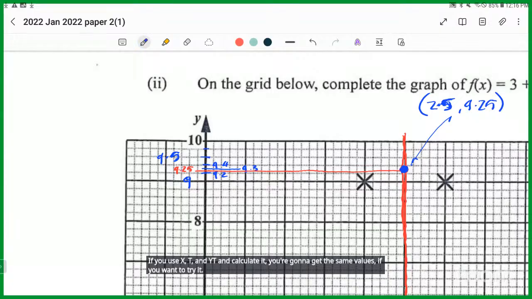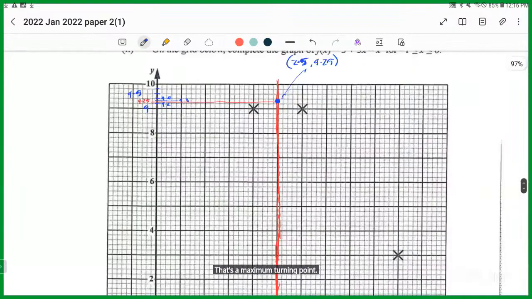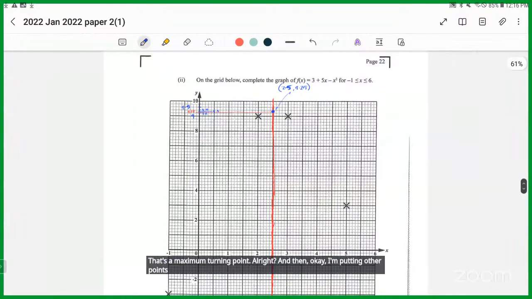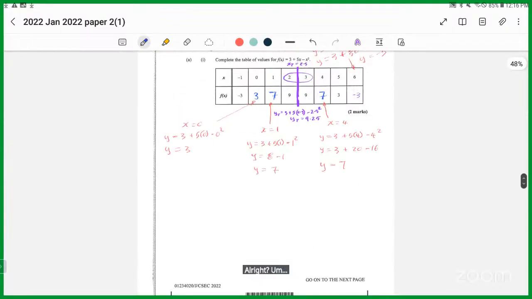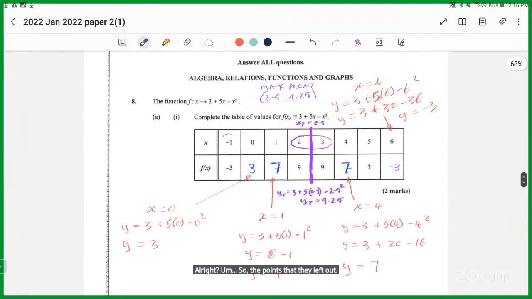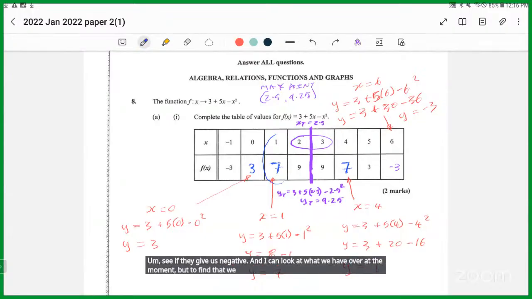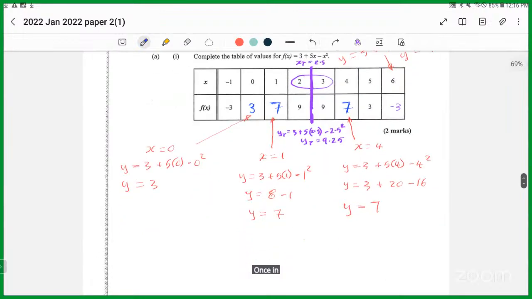That's the maximum turning point. Alright, and then now we can put in the other points that were left out. The points they left out, see if they give us negative. I can look at what we have and work them out, but the only point that we calculated was 1.7. Let me put that on, because the others we could figure out.